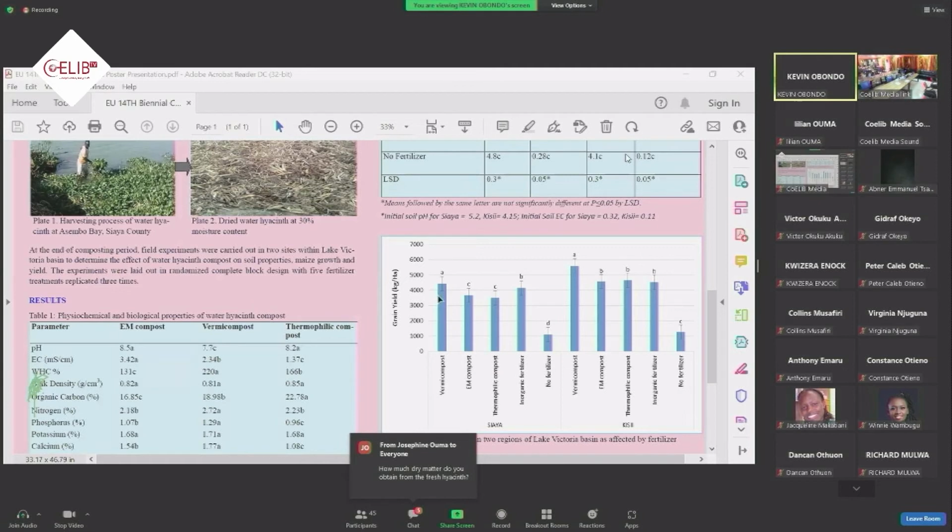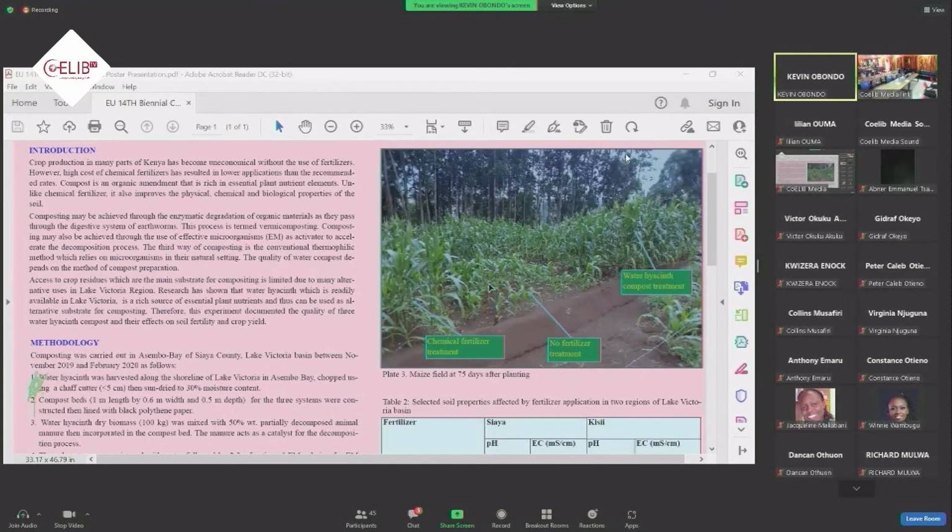Another potential result was on the maize growth parameter.